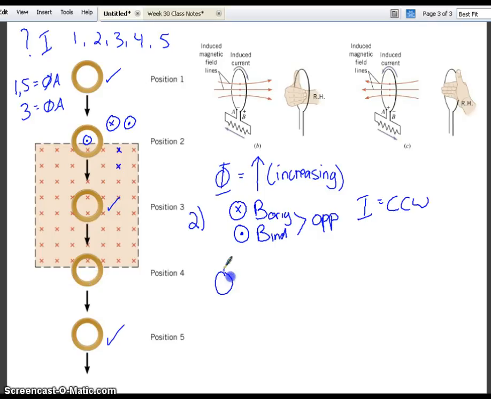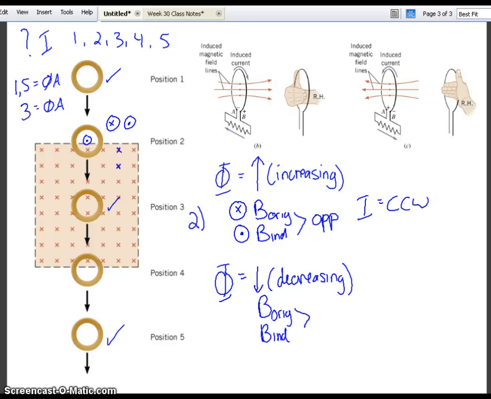Now the flux is decreasing. Okay? We have our original flux. I put our original magnetic field, okay? And we have our induced field.